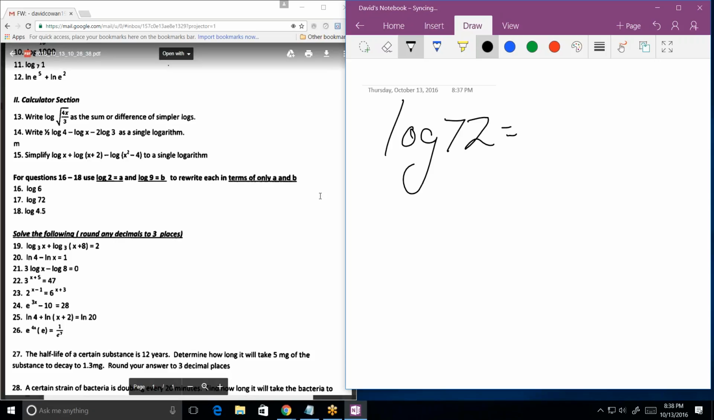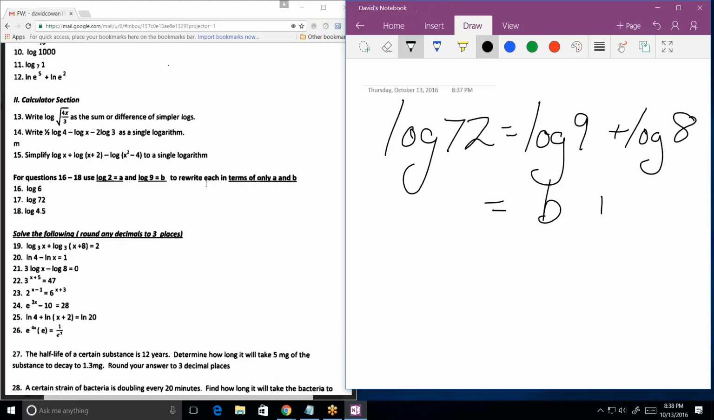What are factors of 72? Is 9 a factor? Yeah, 9 and 8. Okay, so it's the log of 9 plus the log of 8, right? And you could break this down further. Well, don't need to break the log of 9 down. That's b. No, it's just b. The log of 8 is what needs changing.